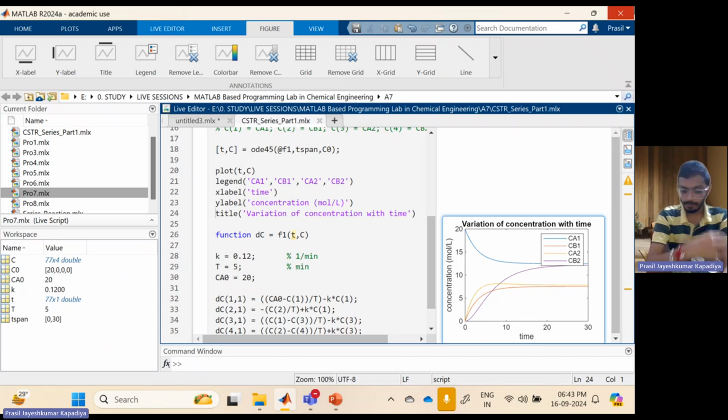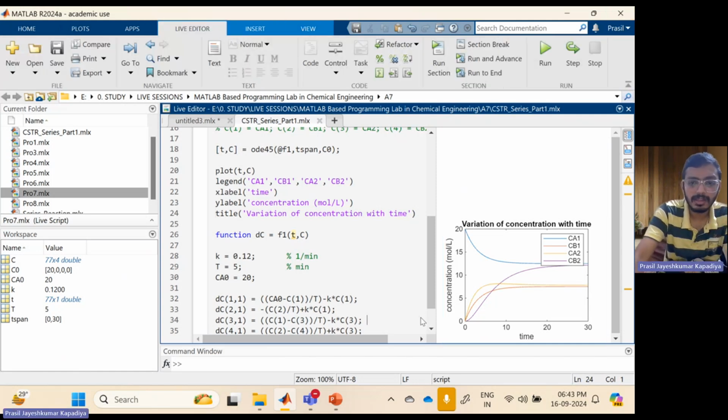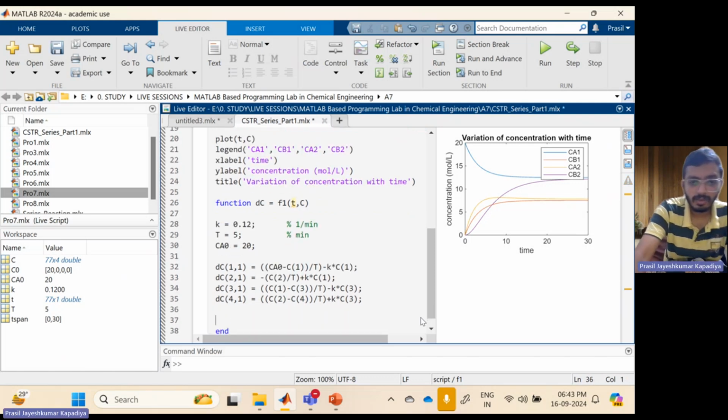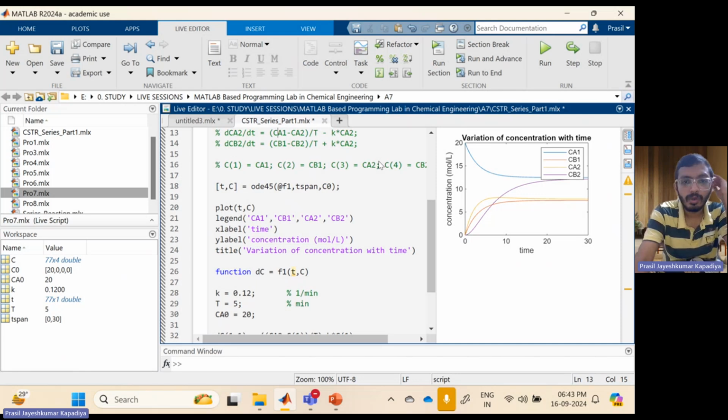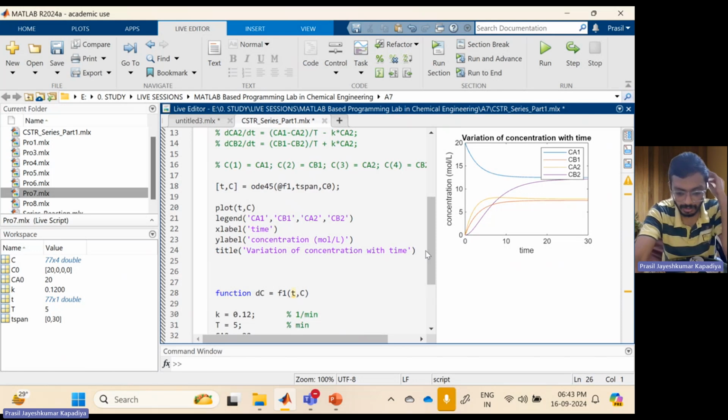Correct. So how can we find the condition for steady state? How can we obtain the steady state? So what we can do, for now, after this, let me write it down.